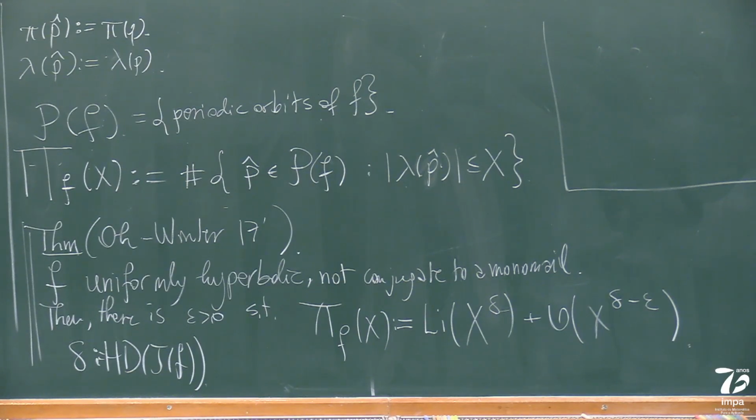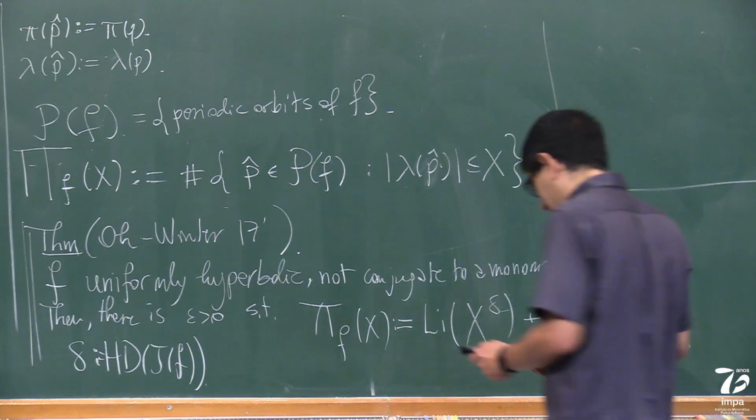Just to make sure, do you expect many zeros between delta and delta over 2? I don't really know. I don't have a sense really of what would happen. Yeah. All right.